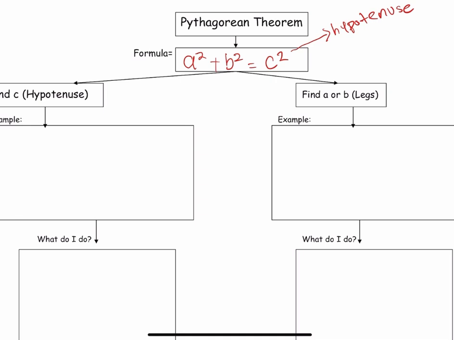What's the hypotenuse on the triangle? The hypotenuse is the one longest opposite from the right angle. Yeah, that's right. It's also opposite from the right angle.